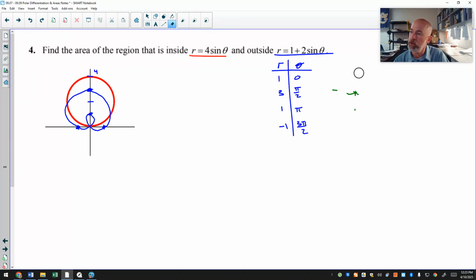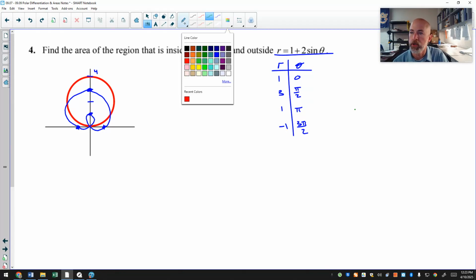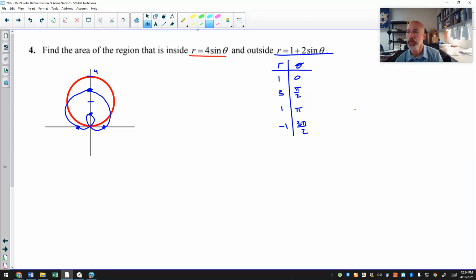So here's our region, or rather our graphs, and we want the region inside the circle but outside the loopy limaçon. And so I'm going to highlight that. We're inside the circle, so we're looking at this piece right here. Looks kind of like a moon. This is not drawn perfectly because it should be symmetric on both sides, but kind of like the last problem, we're going to need these intersections.